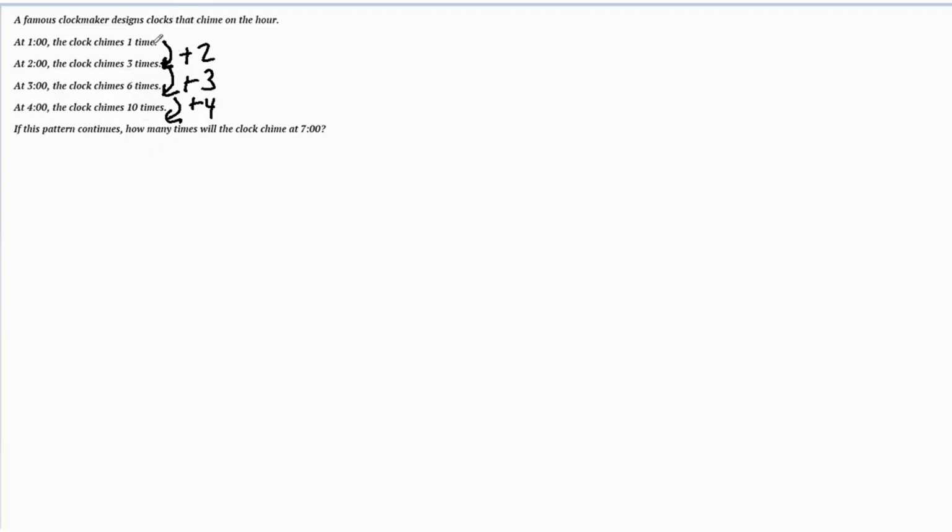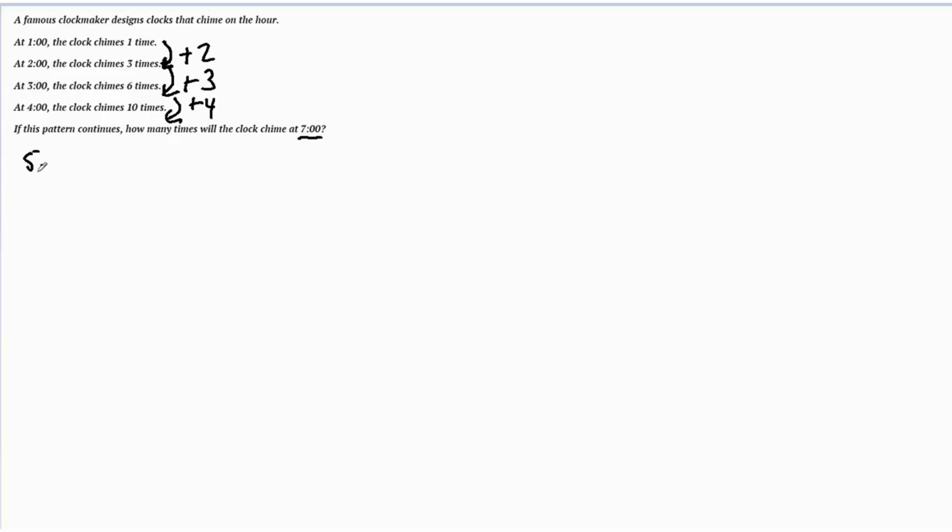Whatever the previous amount of times that it chimed in the previous hour, that's a weird way to phrase it, but however many times it chimed in the previous hour, we're going to increase it by essentially just 1 more than the last hour. So here we went from 1 hour to the next, we added 2. From 1 hour to the next, we added 3. From 1 hour to the next, we added 4. So let's go ahead and put the rest of the times down here because we've got to figure out how much it'll chime by 7.